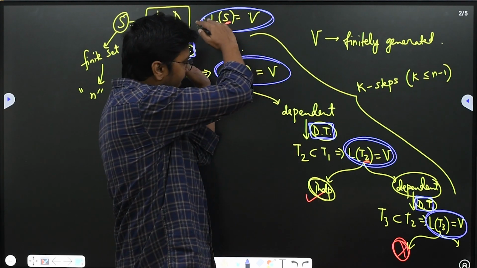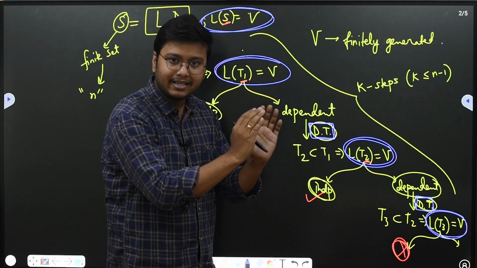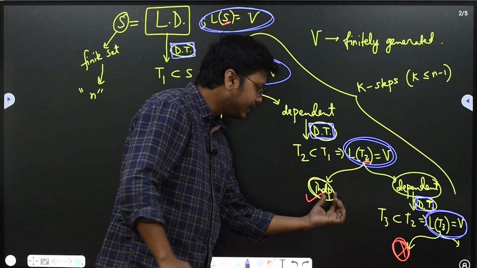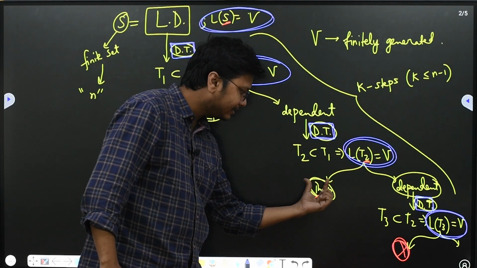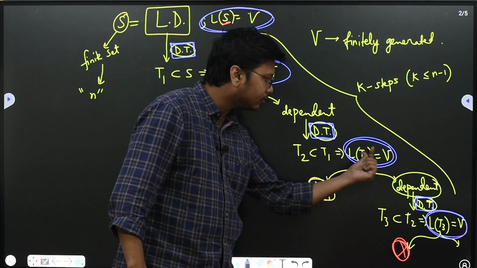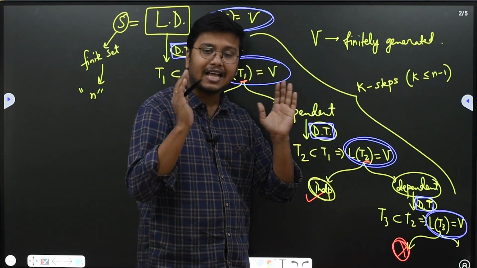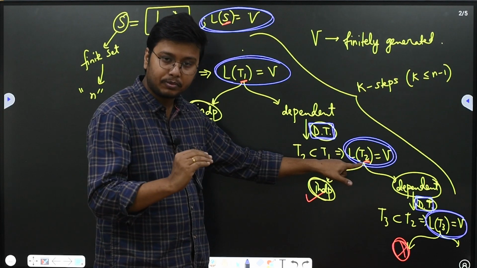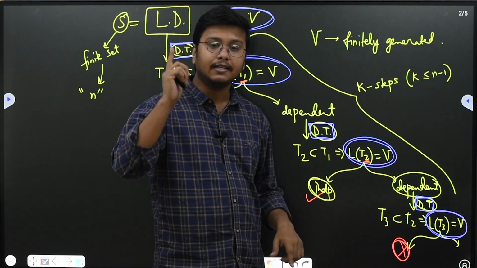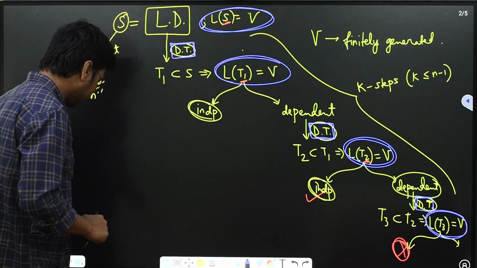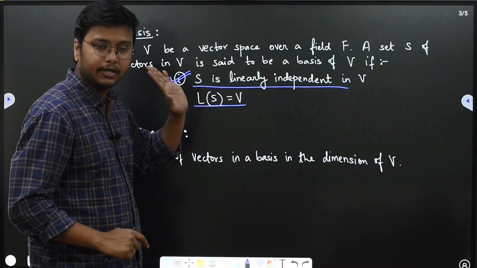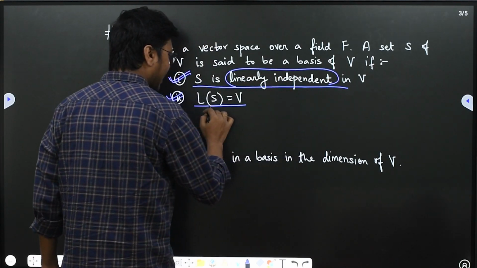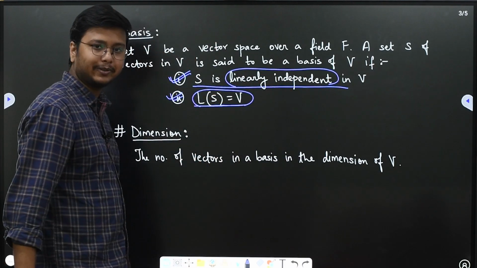That means initially we had the dependent set, we started deleting, and after some time we reached a stage where the set became independent and it was still generating the vector space V. At that particular stage, the set where we have stopped our deletion is going to be called the basis of the vector space. Here is the definition: the set has to be linearly independent and the set has to generate the vector space V.